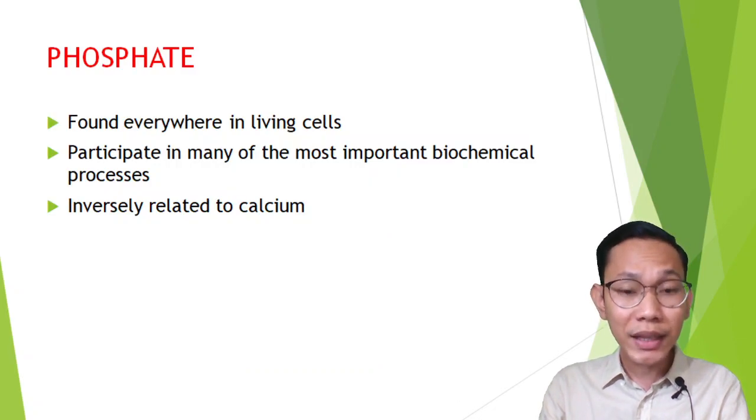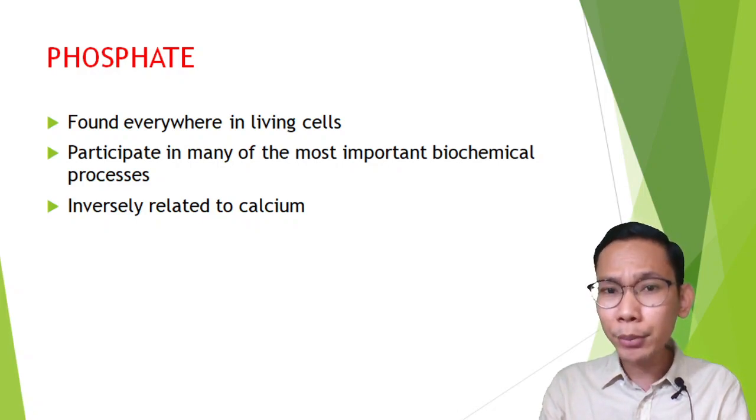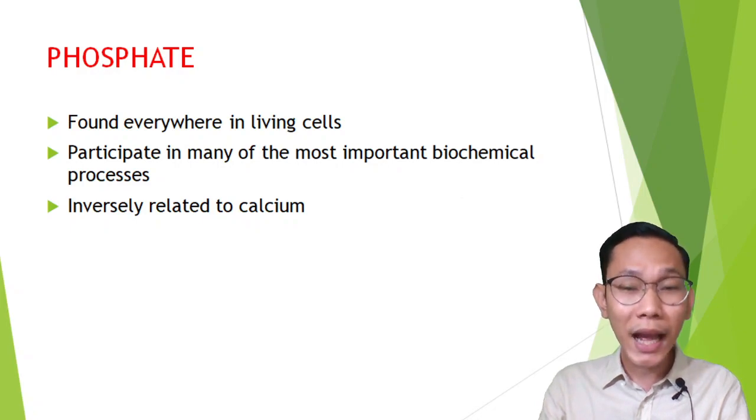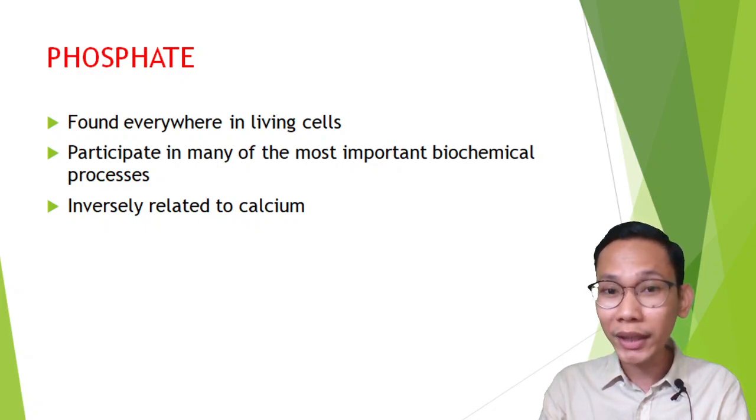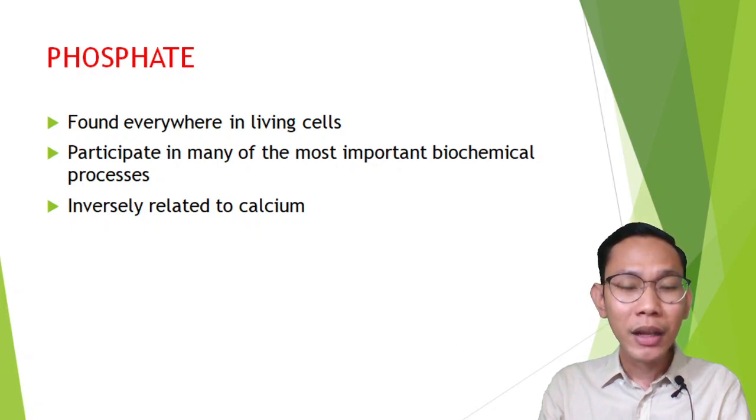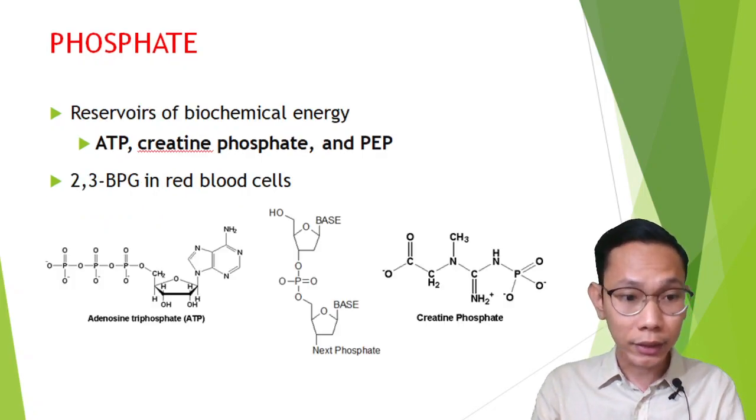It is said that your phosphate is found everywhere in your living cells. Remember that the genetic materials, your deoxyribonucleic acid and your ribonucleic acid, are complex phosphodiesters, meaning they are also composed of your phosphate group. So your phosphate participates in many of the most important biochemical processes because remember, in your glycolysis, in your citric acid cycle, phosphate is involved in the transfer of energy. And lastly, it is also inversely related to calcium. As what I said, remember your calcium homeostasis? The same hormones are going to regulate your phosphate. So we'll see that later.